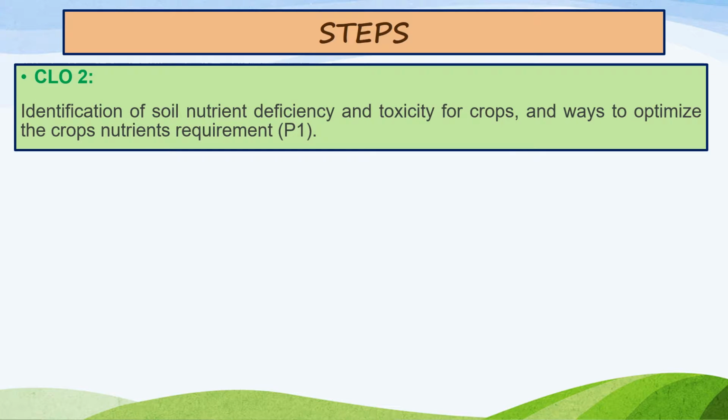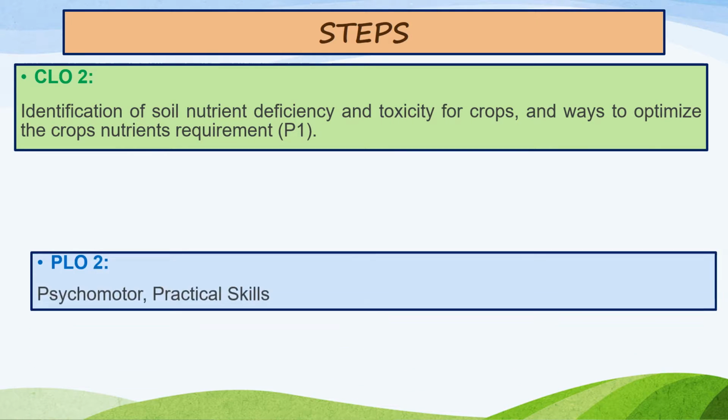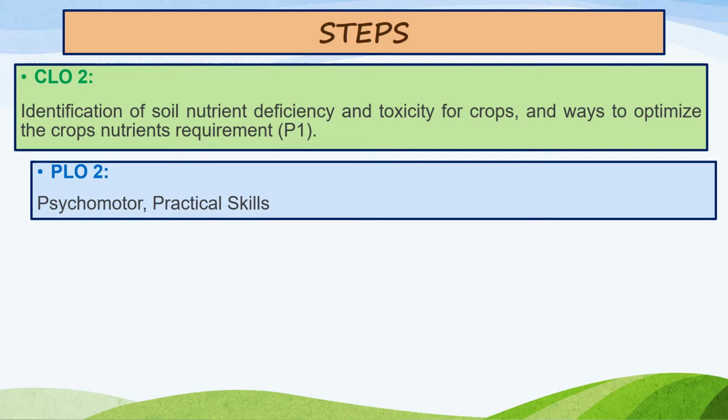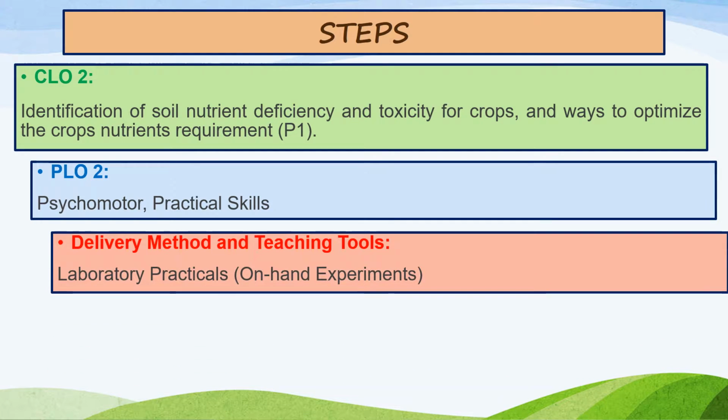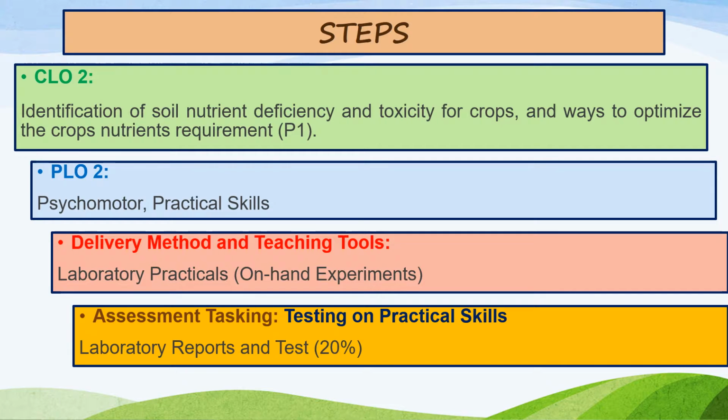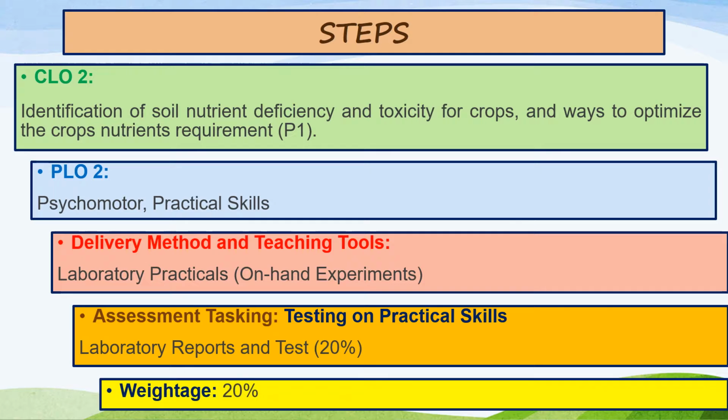The second CLO is categorized as Psychomotor Level 1. It is met with PLO2, which is psychomotor and practical skills. The delivery method is via laboratory practicals such as hands-on experiments. The assessment tasking is testing on the students' practical skills. Thus, the students are being assessed through lab reports and lab tests. The total weightage is 20%.